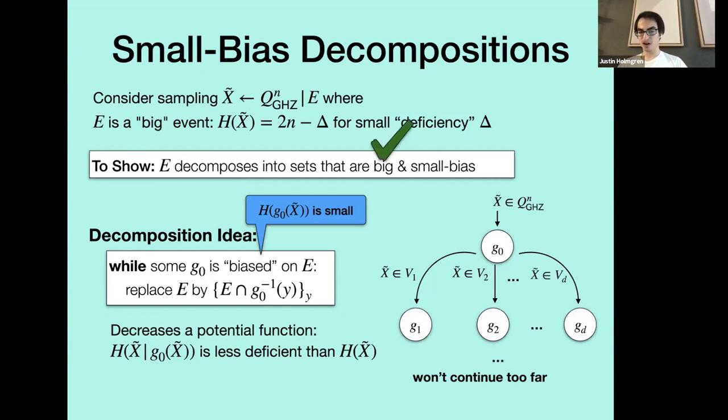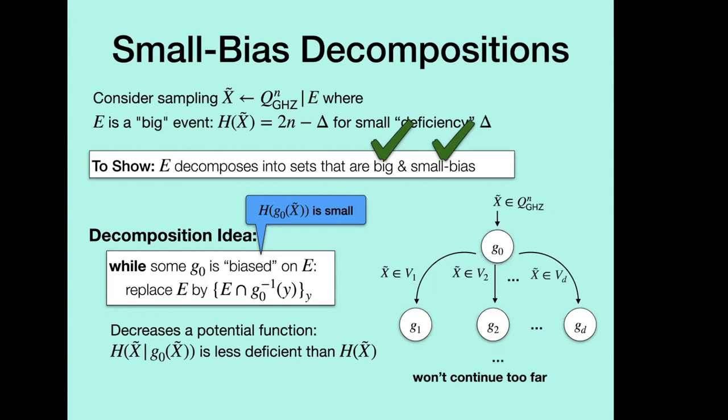The fact that you don't continue too far means that at the end of the day, your sets are still pretty big. And the reason that you stopped is because there's no G0 that's biased anymore, which means that each of the sets that you end up with have to be of small bias. So that's the idea of how we do a small bias decomposition.